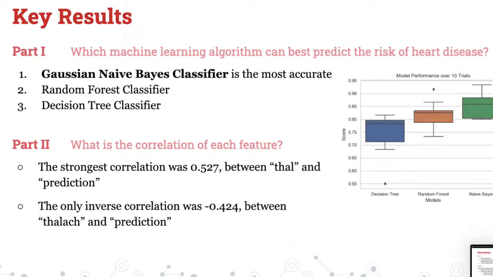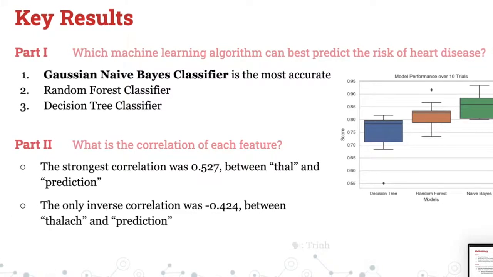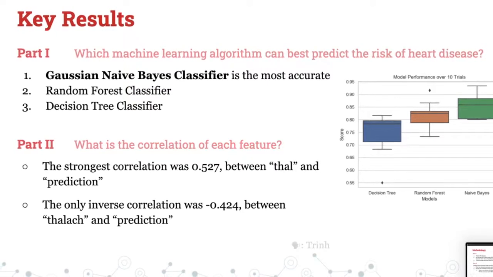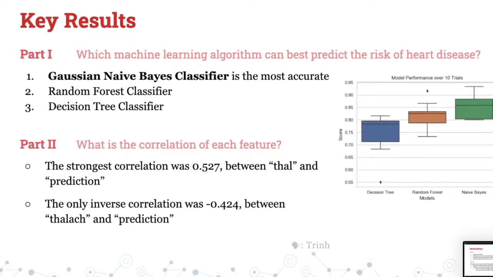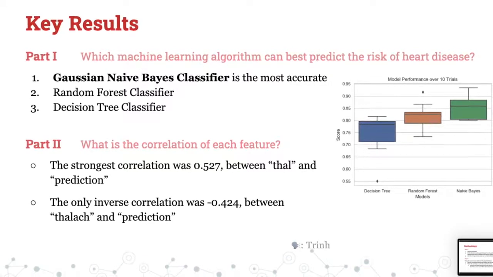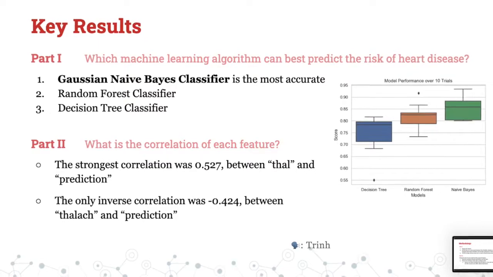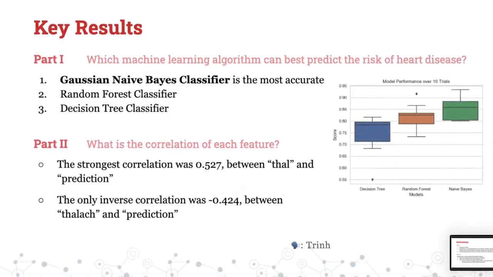For part 1 of our research, we found that the Gaussian naive Bayes was the best model, followed by the random forest and the decision tree. For part 2 of our research, we found out that the state of thalassemia, a blood disorder, has the strongest correlation of 0.527 with the risk of having heart disease.